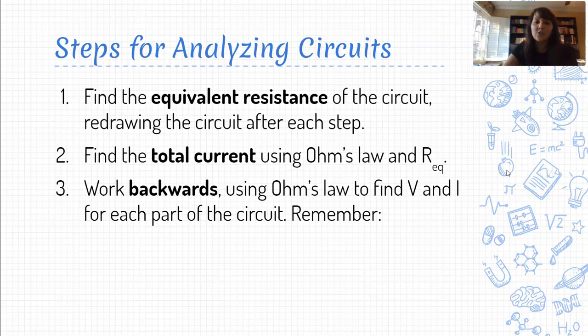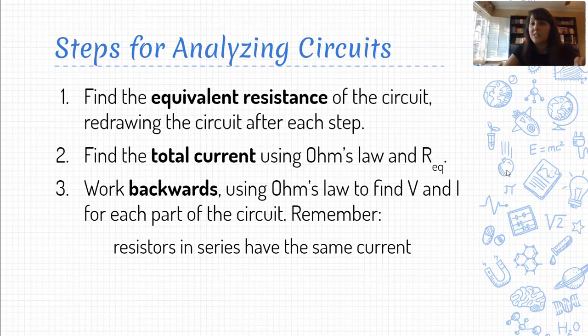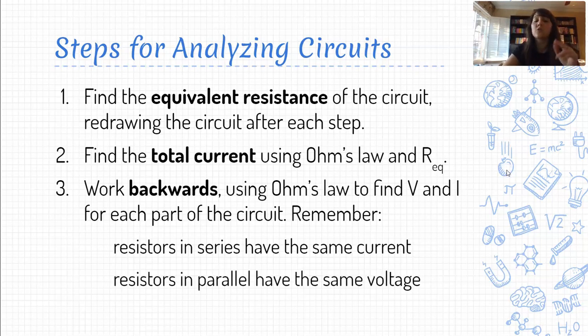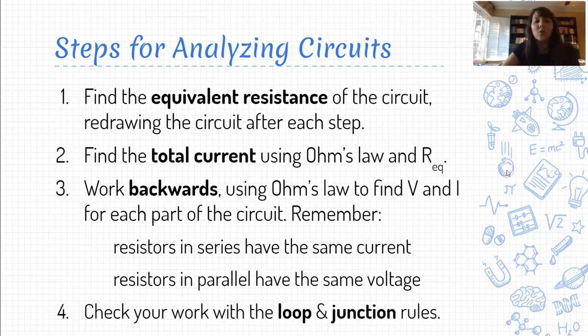Right? Now, as you're doing this, one key thing to bear in mind is that resistors in series will always have the same current as each other. Resistors in parallel will always have the same voltage as each other. And if you'd like to check your work, and I highly recommend that you do, you can then apply the loop and junction rules to make sure that your work is all copacetic and everything's working out for you.